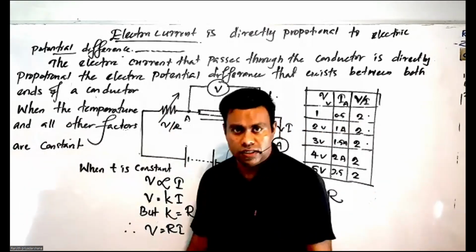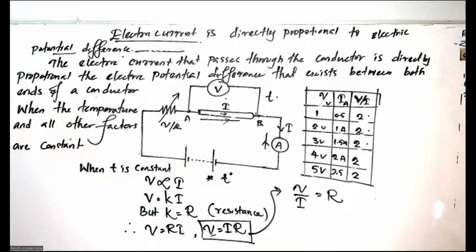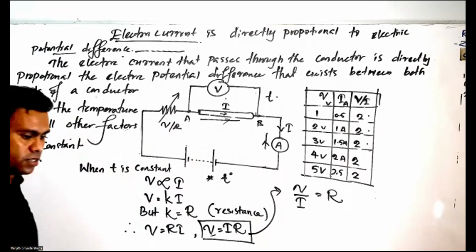When a conductor is heated, its resistance also increases and current flow decreases.